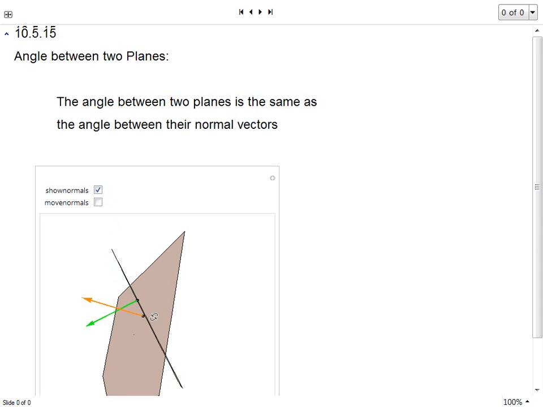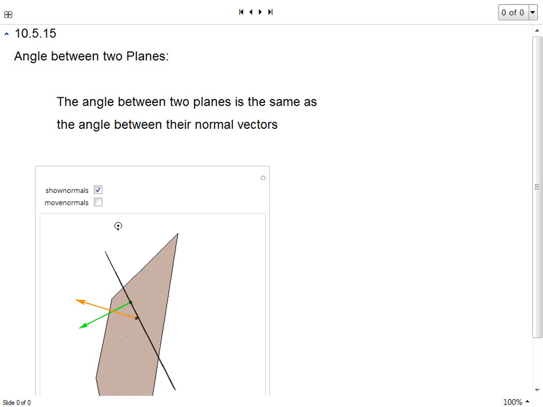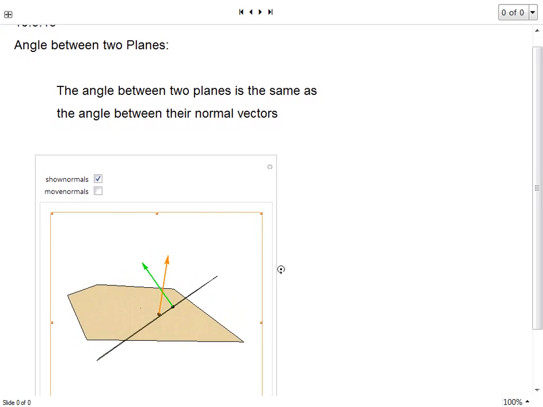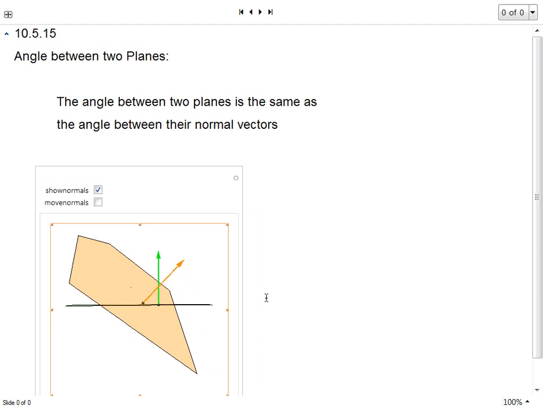Can you tell that the green one is orthogonal to this plane? So that green one is a normal vector to this plane. We had a formula that gave us the angle between two vectors, didn't we? It was arc cosine of u dot v over magnitude u magnitude v. That's exactly what we will do.